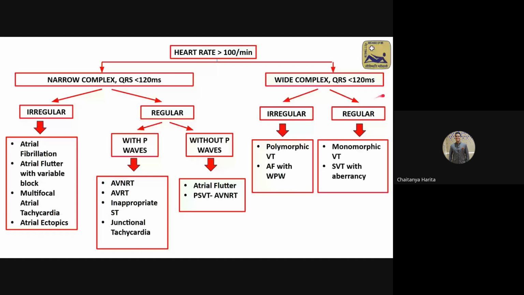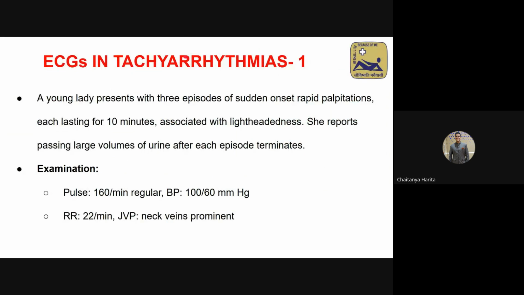So let's do it with cases and then you will be able to pick up the hang of it much faster. So case number 1, you have a young lady. She comes to you with 3 episodes of sudden onset rapid palpitations. She says, I'm sitting down, I get sudden onset palpitations. Each palpitation has lasted 10 minutes. I felt lightheaded during the palpitation. And as soon as the palpitation finished, I went and passed 500 ml of urine, which is very odd.